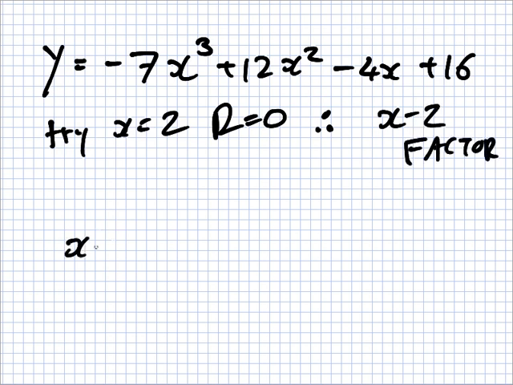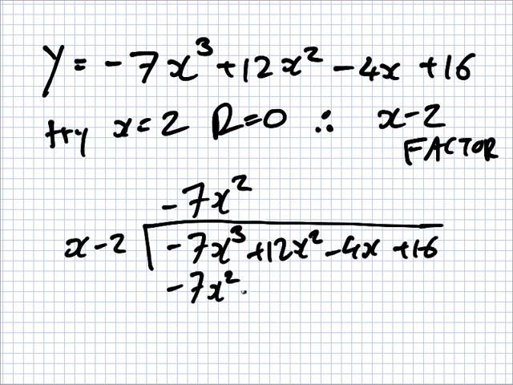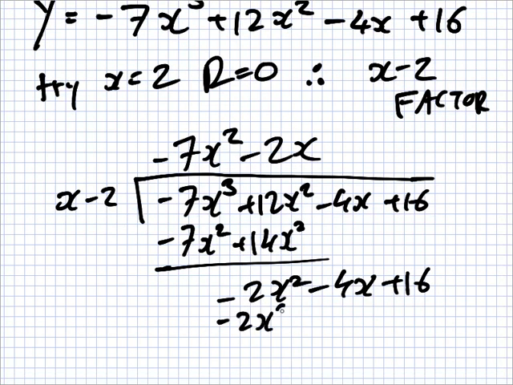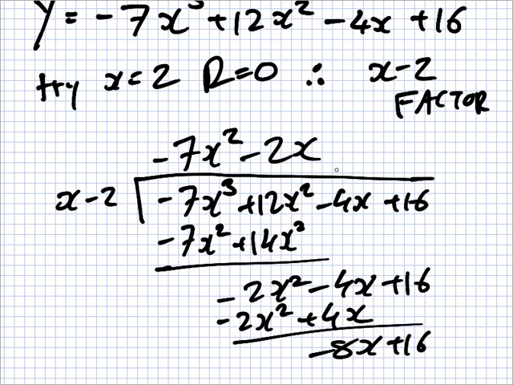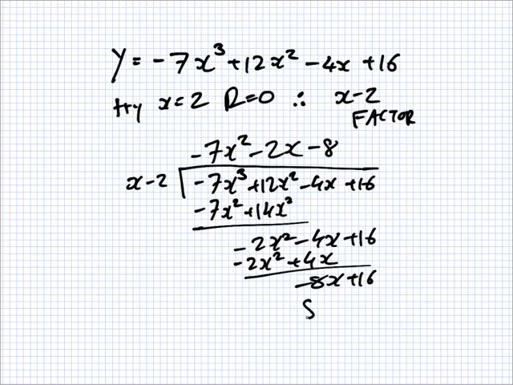Okay, so let's divide x minus 2 in. Minus 7x cubed plus 12x squared minus 4x plus 16. Minus 7x squared, so that's minus 7x cubed plus 14x squared, yeah, looks okay, doesn't it? Minus 2x squared minus 4x plus 16. Minus 2x, so that's minus 2x squared plus 4x. Minus 8x plus 16, so the last one has to be minus 8. So I get 8 minus 8? No, plus 8. I get 8 minus 8x.